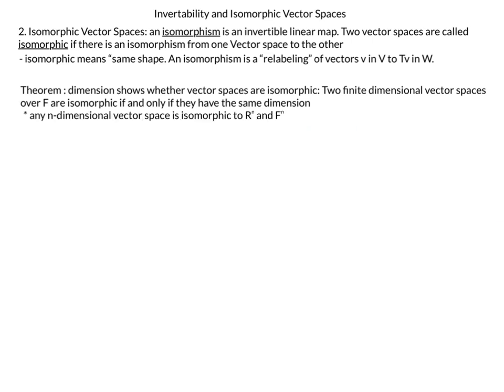And I feel like one of the most surprising and powerful consequences of this theorem is that any n-dimensional vector space is isomorphic to Rn and Fn. And I like to think of Rn because that's the one I'm really familiar with, having worked with it in vector calculus and all the time now in linear algebra.